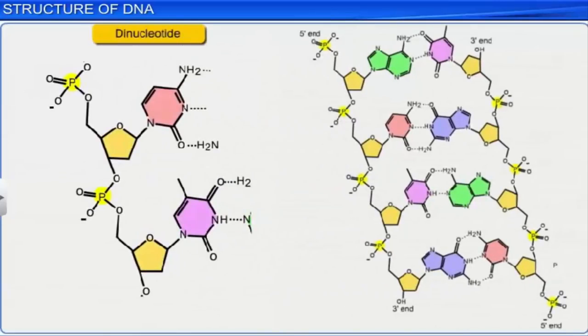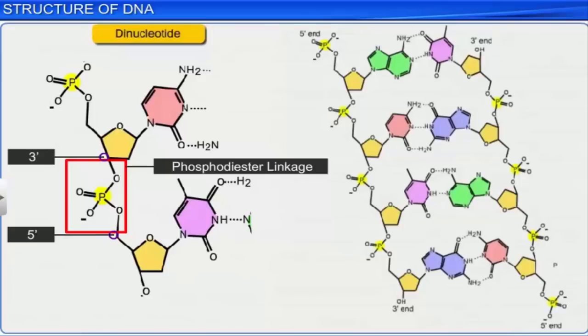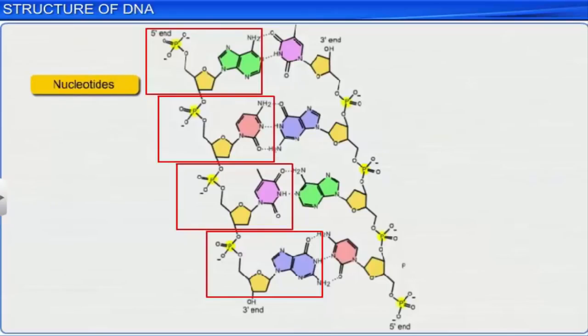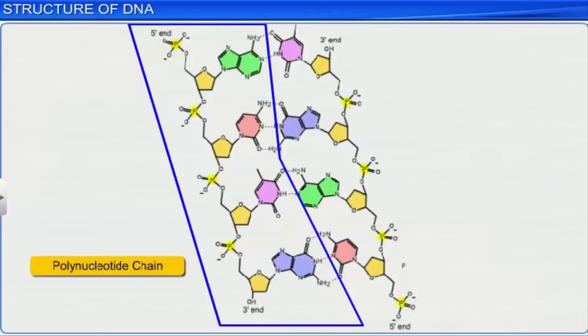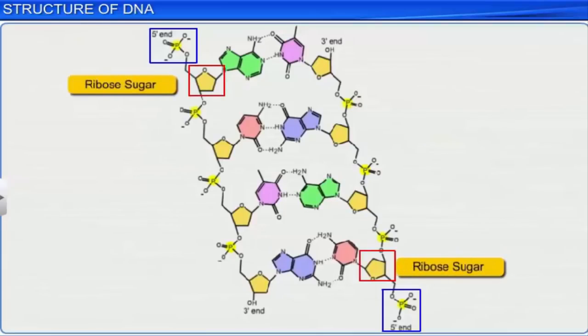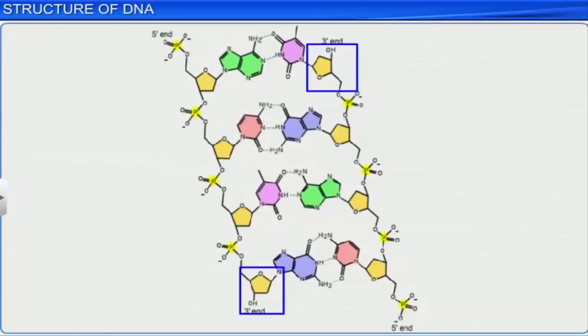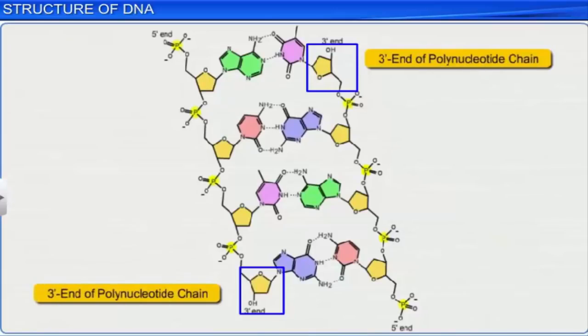Also, a dinucleotide is formed when two nucleotides are linked through a 3', 5' phosphodiester linkage, and several such nucleotides can join similarly to form a polynucleotide chain. At one end of this chain is a free phosphate moiety at the 5' end of the ribose sugar, which is called the 5' end of the polynucleotide chain. Similarly, at the other end of the chain is present a ribose with a free 3' OH group, which is called the 3' end of the polynucleotide chain.